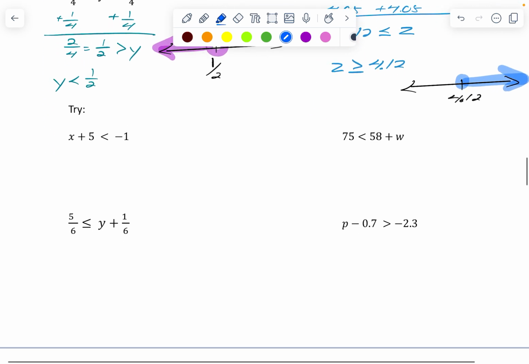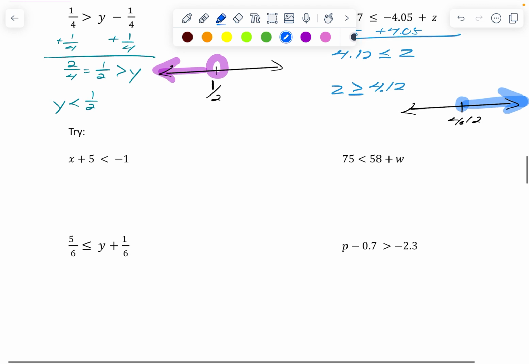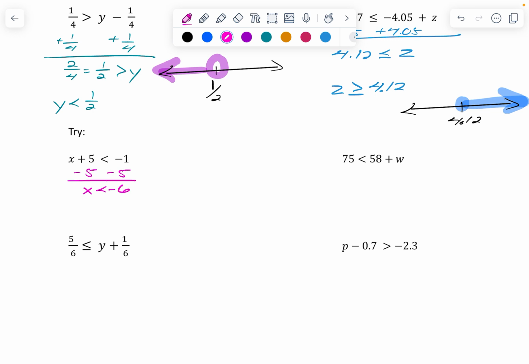All right, I have 4 for you to try now. Pause it and try them and then push play to see how you did. All right, so we're going to subtract 5. We have x less than -6. Open to the left.